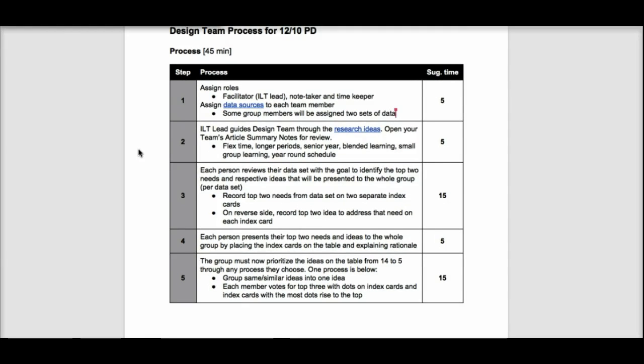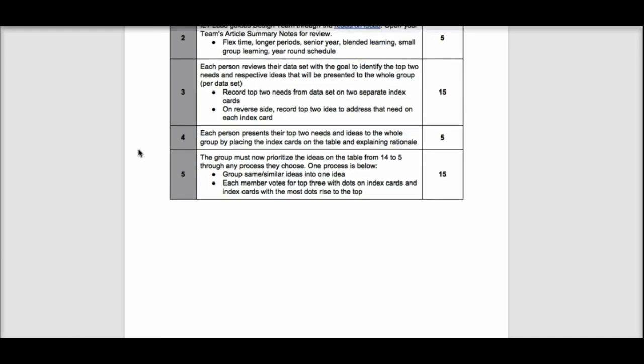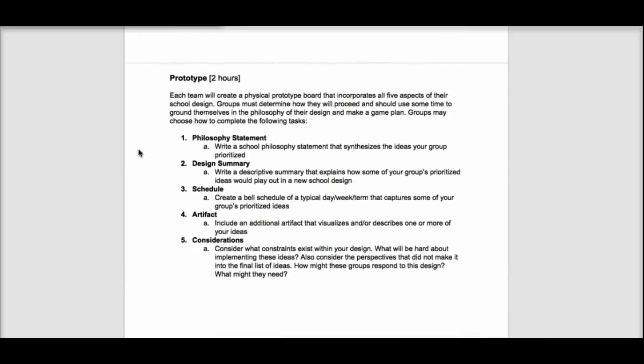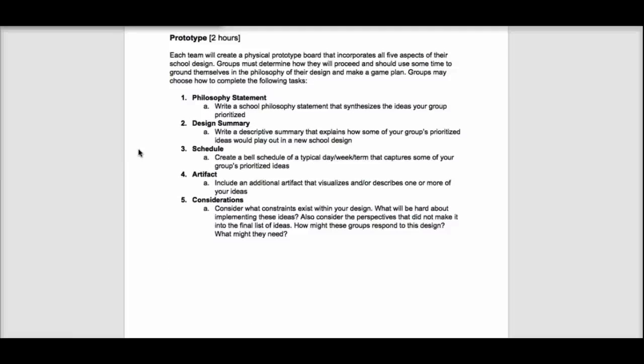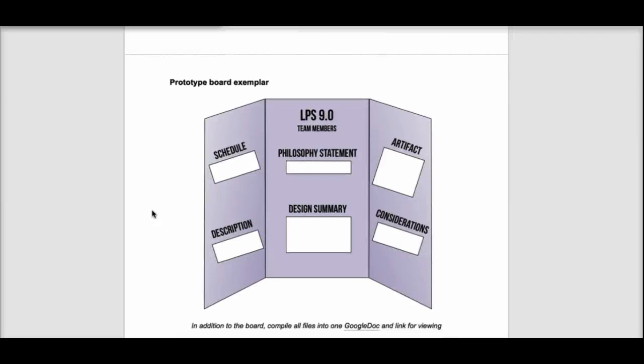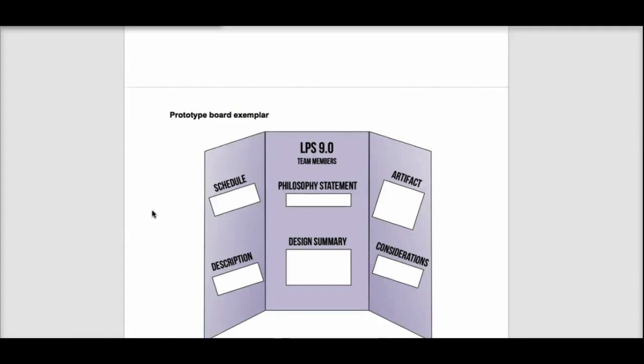So if you scroll down on this design team process, you will see these 5 steps. Your team will have 2 hours to address all of these 5 different areas of the prototype, eventually creating a design that looks like this, that captures the schedule, the description, the philosophy statement, design summary, artifact, and considerations.